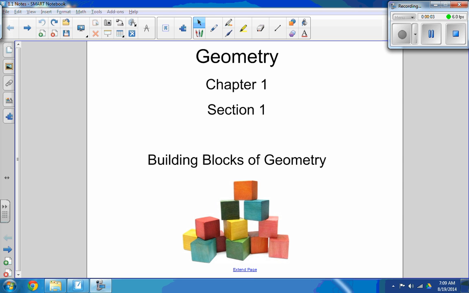Geometry, Chapter 1, Section 1, the building blocks of geometry.